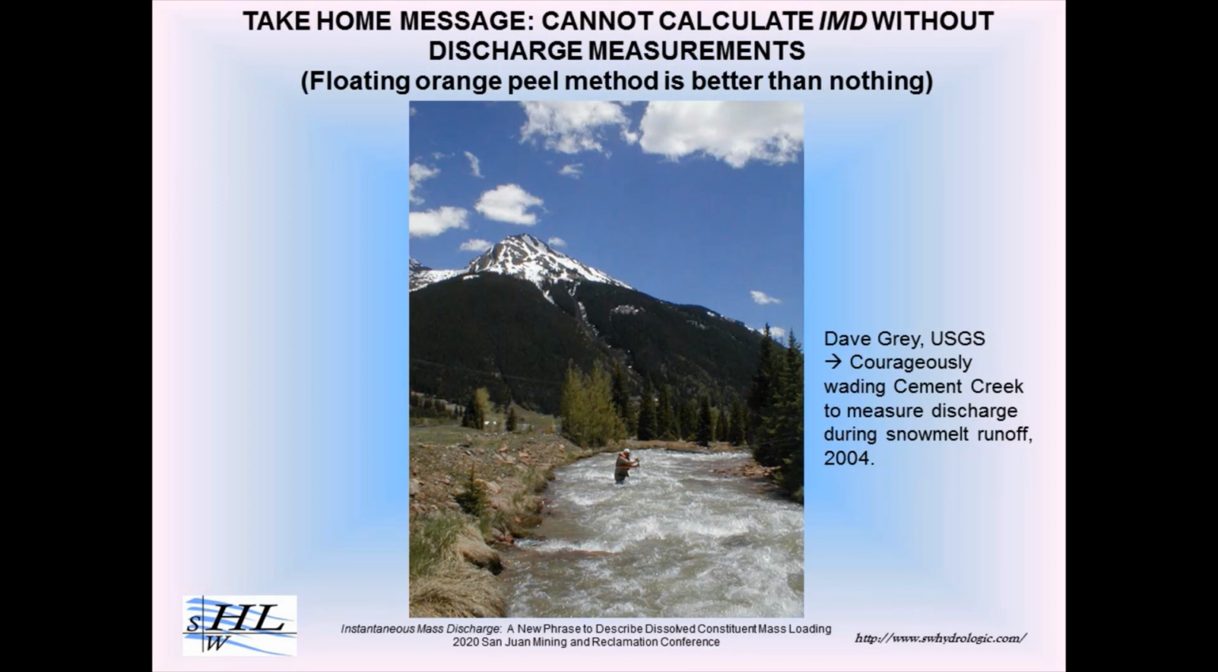The floating orange peel method is better than nothing, where your orange peel is neutrally buoyant and goes to the centroid of the flow, and you can measure the velocity of the orange peel and multiply by the cross-sectional area of the stream. Whereas here's Dave Gray, USGS, courageously wading Cement Creek to measure discharge during snowmelt runoff. Dave's my hero.